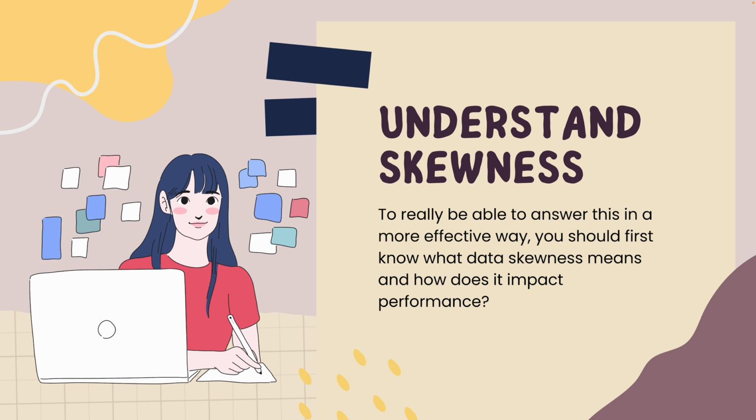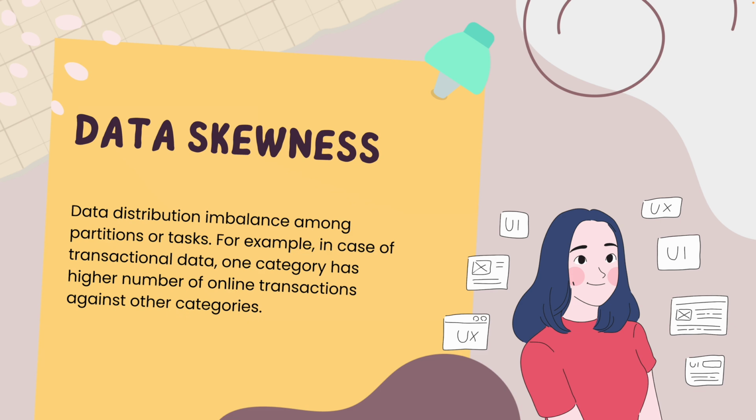Now, what does data skewness really mean before we jump into how to fix it? You need to understand it, because if you want to answer an interview question effectively, you should have an in-depth understanding before you answer how to fix it. So what does data skewness really mean? It means an imbalance in the data distribution, which means your data is unevenly distributed among a few partitions or tasks, which could lead to slow or straggler jobs.